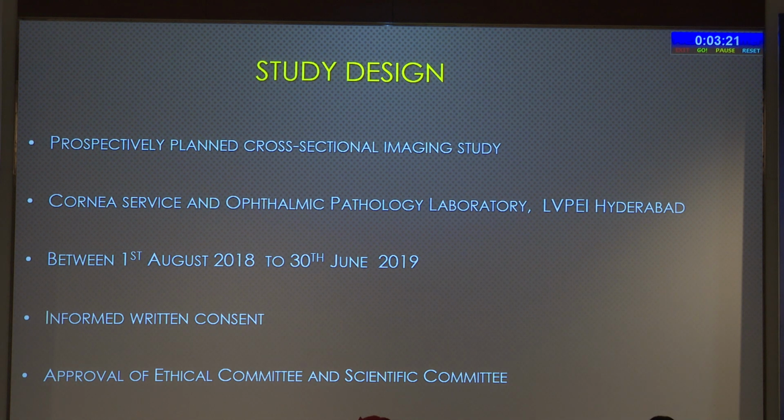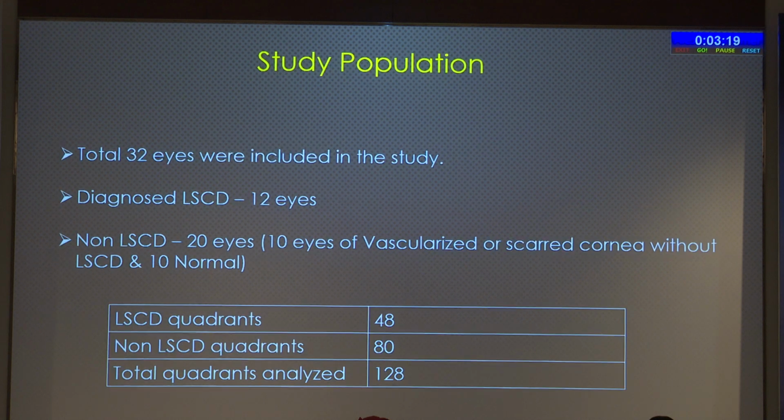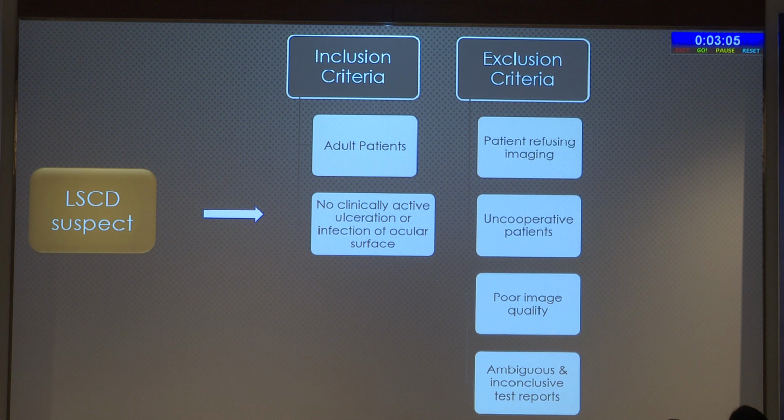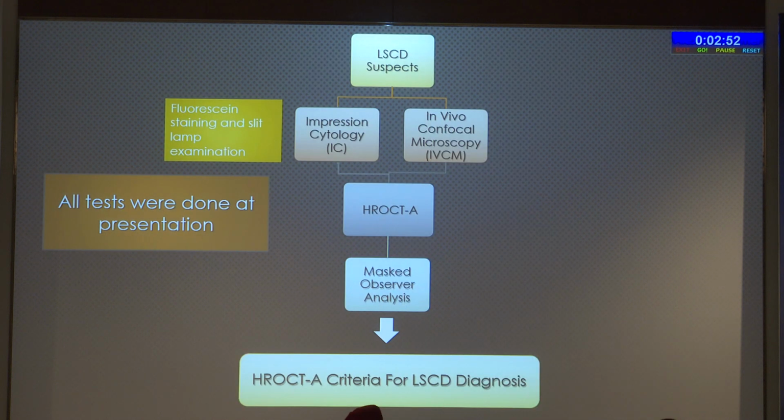Informed written consent was taken from all the patients, and approval of the ethics committee was taken. A total of 32 eyes were included in the study, of which 12 eyes were diagnosed as LSCD and 20 eyes were non-LSCD, out of which 10 eyes were of vascularized or scarred cornea without LSCD. All the LSCD suspects who were adult patients and had no clinically active ulceration or infection of the ocular surface were included. Patients refusing imaging, uncooperative patients, poor imaging quality, and ambiguous and inconclusive test reports were excluded. All tests were done at the time of presentation, masked observer analysis was done, and then the statistics was done.